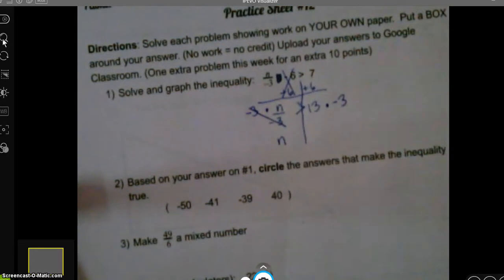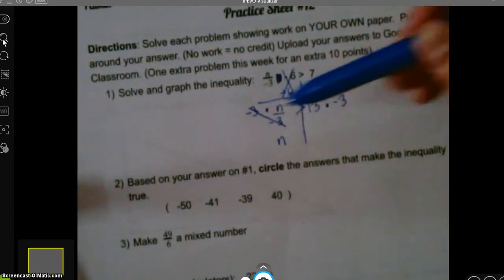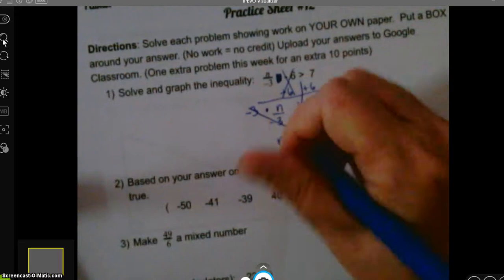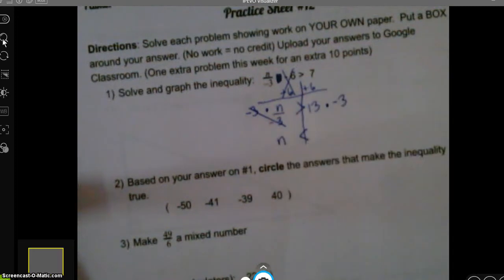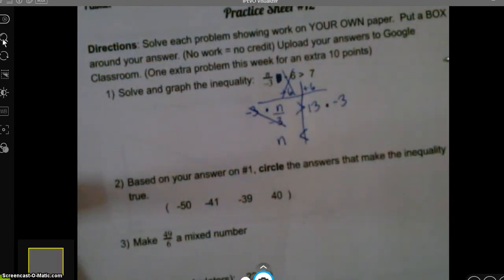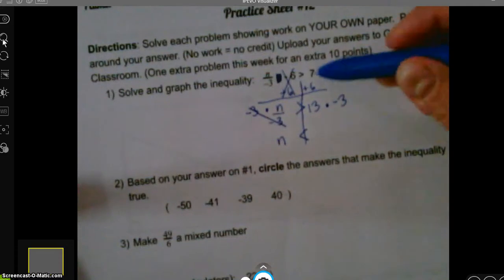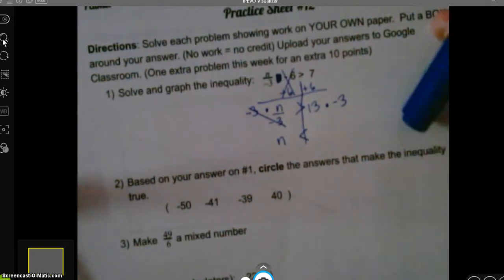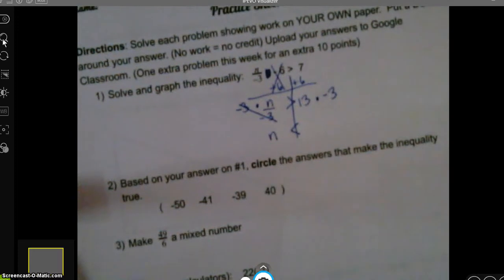So the first thing I want to do, guys, is remember, when you multiply or divide by a negative, you need to flip this symbol. Okay? Flip the symbol if you're multiplying or dividing through by a negative. If you're adding or subtracting a negative, or if this side starts as a negative, that doesn't matter. If you multiply or divide by a negative, that's when you flip your symbol. Okay, I can't speak today. So if you multiply or divide by a negative, you flip the symbol, which is what I did.